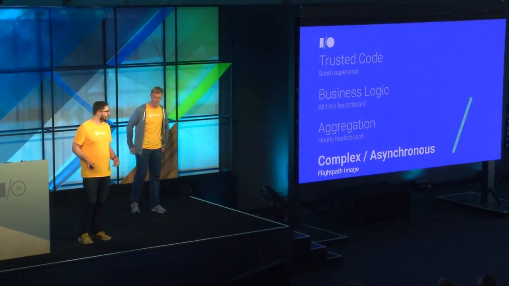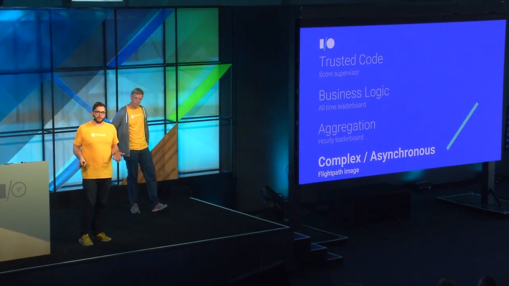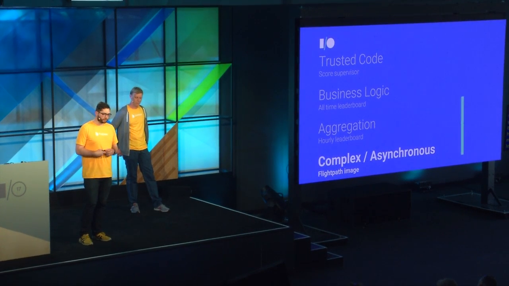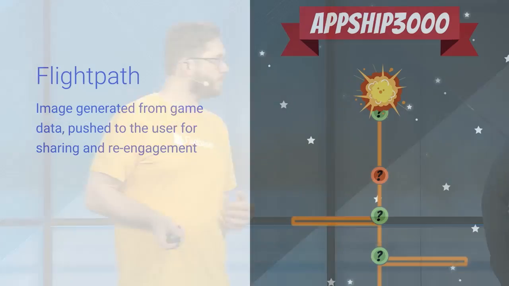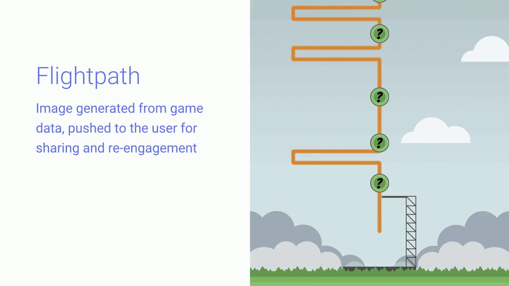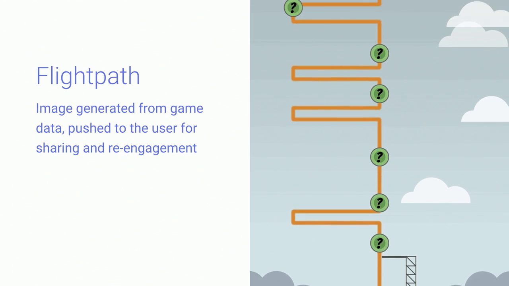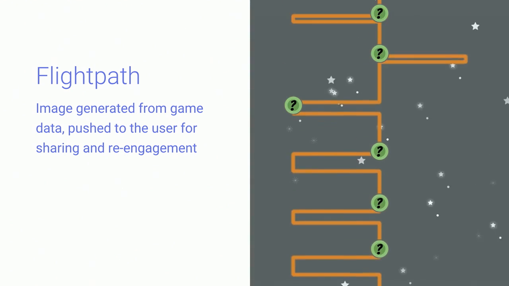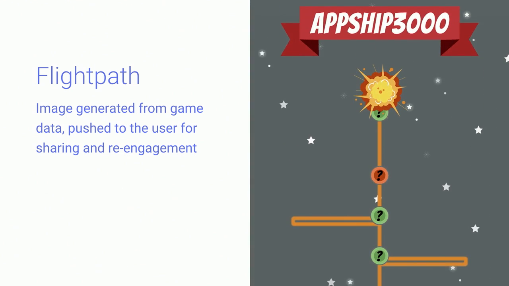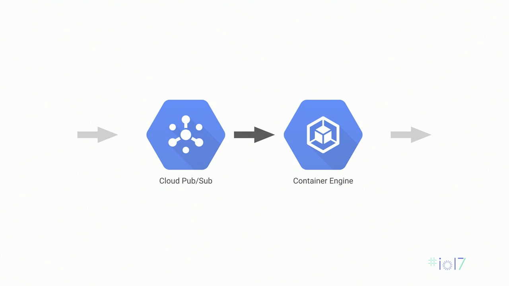So our final example of a complex task in this case is generating a flight image from the game logs. We create an image like this one that we send out in a push notification to promote re-engagement with the app and sharing. Now, just like Alex's last example, this is perhaps too big to fit in a single cloud function.